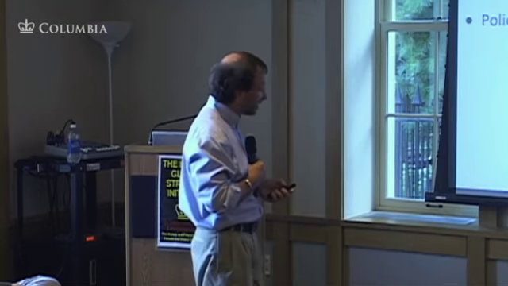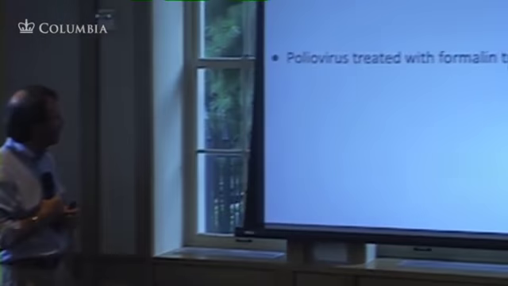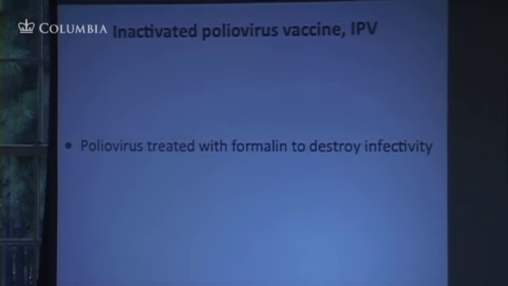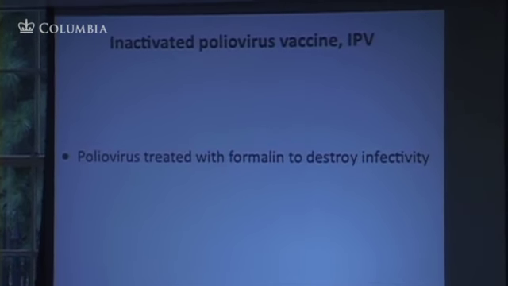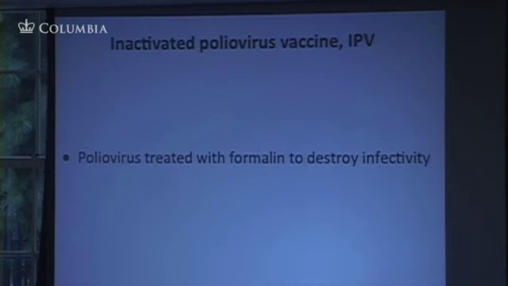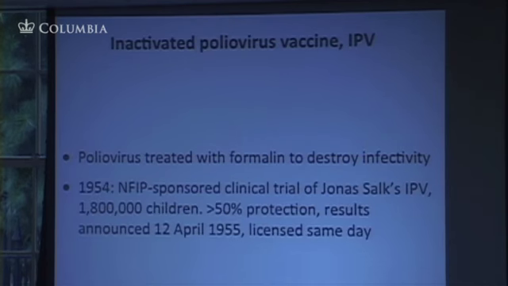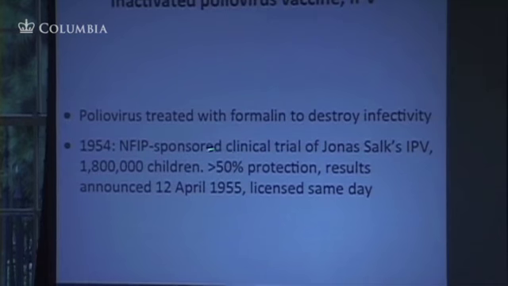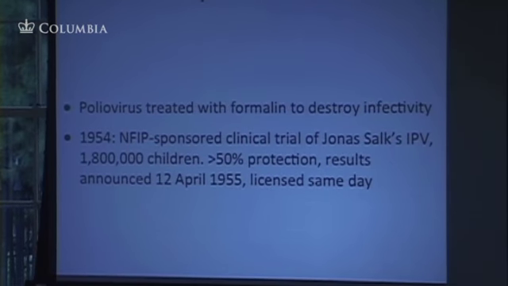The first vaccine to be released was inactivated polio vaccine, or IPV. This virus was grown in cells using John Enders' methods, and its infectivity destroyed by treating it with formaldehyde or formalin. So this destroys the virus particles so it cannot be infectious. And that was developed by Jonas Salk. It was subjected to a clinical trial in 1954. The National Foundation for Infantile Paralysis, the March of Dimes, founded by FDR, funded this clinical trial.